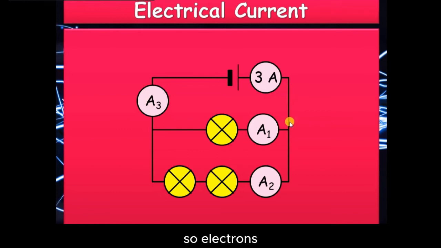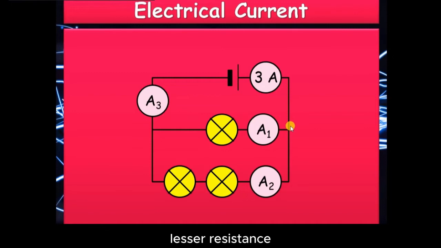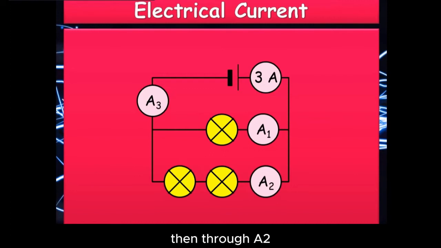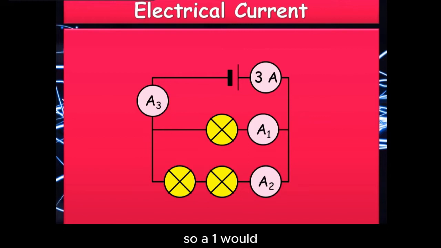So electrons always want to follow the path where they have lesser resistance. So more electrons would flow through A1 than through A2. So that means out of the 3 amperes, 2 amperes would flow through the first branch, and 1 ampere would flow through the second branch. So A1 would then read 2 amperes, and A2 would read 1 ampere.